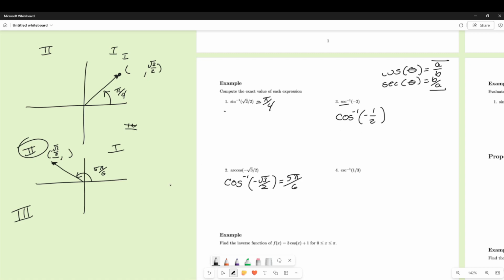But again, cosine inverse, cosine of a negative ratio, that means it's got to be over in quadrant 2. Can't be in 3 because the inverse function doesn't know about 3. So we'll be looking for an angle with an x value of 1/2. And that's going to happen at 2 pi over 3. So 2 pi over 3.